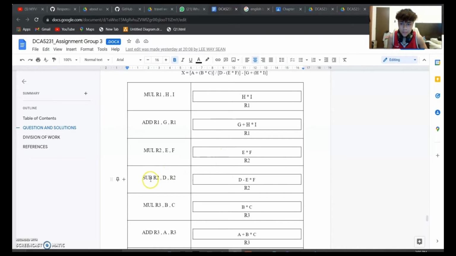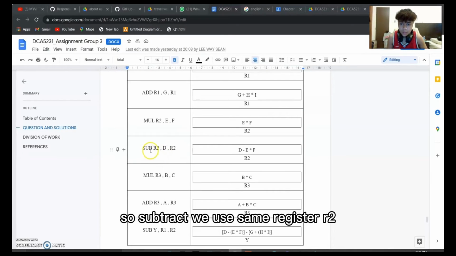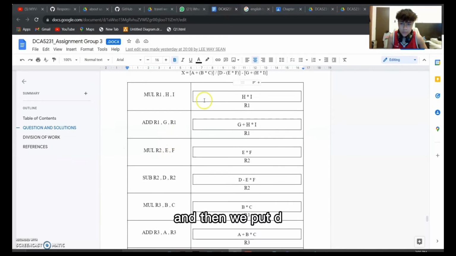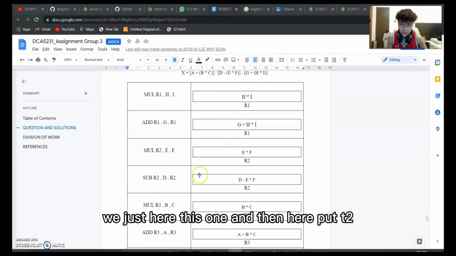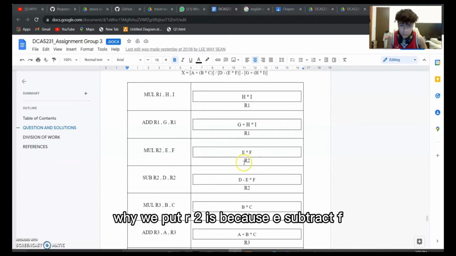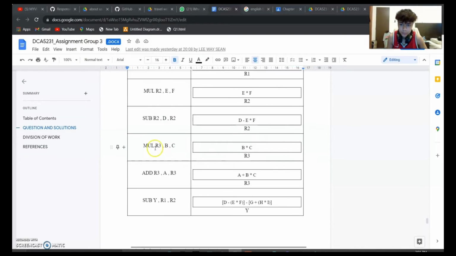And then next is this subtract. Subtract is like minus. So subtract, we use the same register R2, and then we put D, which is here, and then we put R2. We put R2 because E multiply F we already registered under R2. So D subtract E multiply F, we register under R2 again.